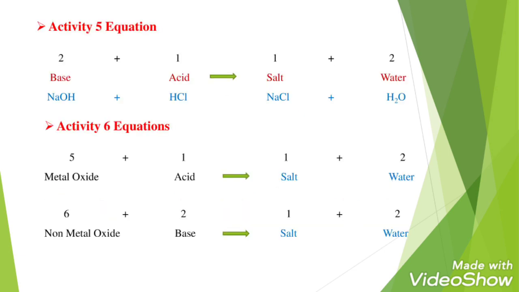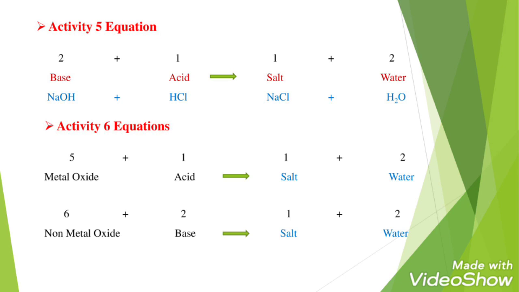Now move to the next topic, activity 5 equation. Learn about activity 5 and activity 6 equations easily. See, in the activity 5 equation, base plus acid gives rise to salt plus water. I gave numbers: base means 2, acid 1, salt plus water 1 plus 2.